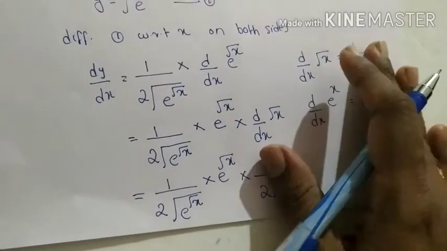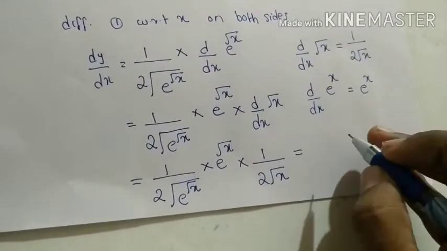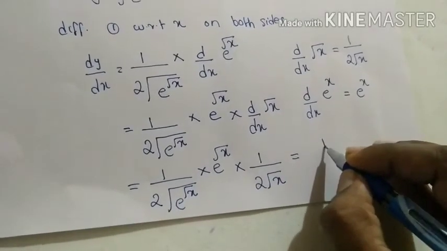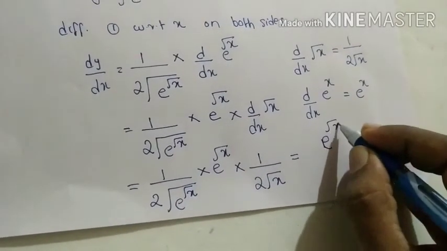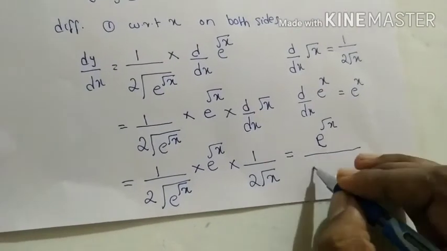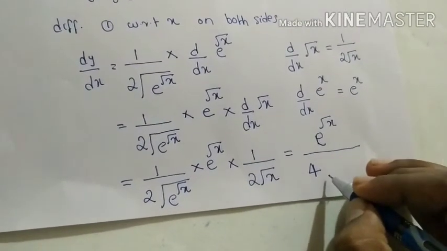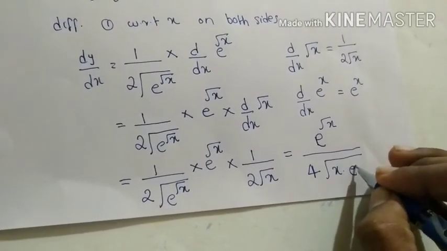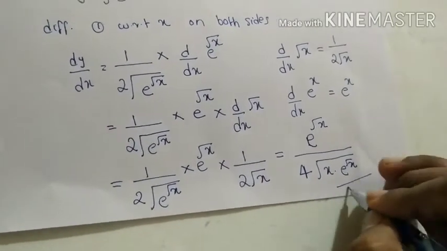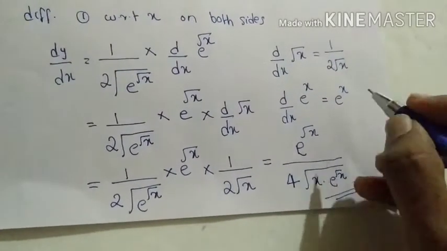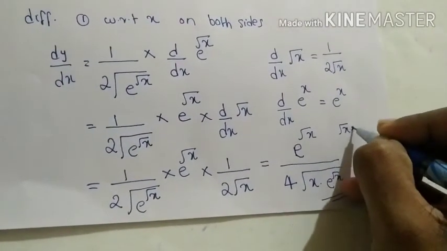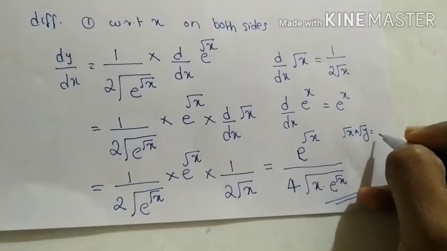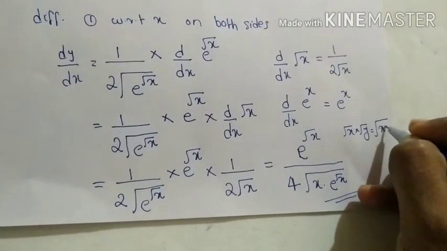Rearranging this, we get 1 into e raised to root x, whole divided by 4 into root of x into e raised to root x. We know that root x into root y can also be written as root xy.